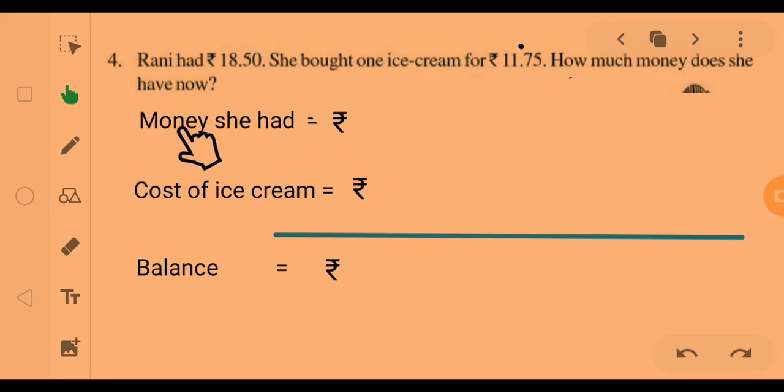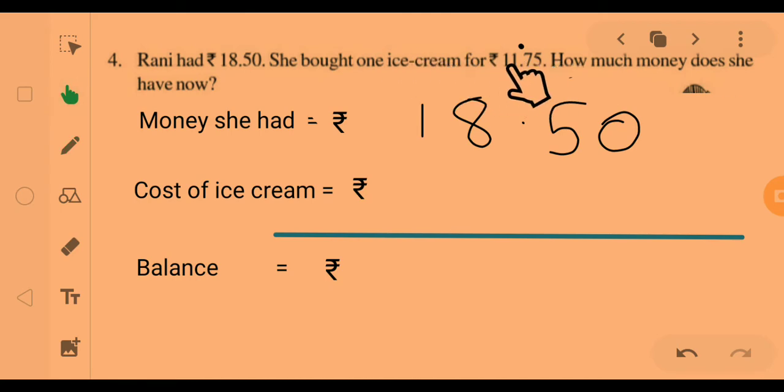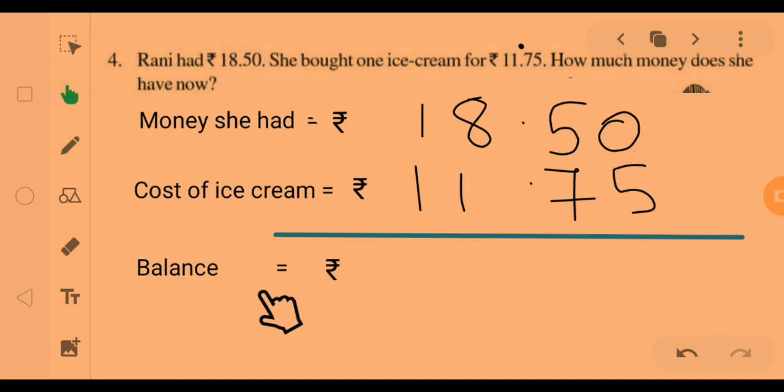So let us write the money she had first. How much she had in the beginning? She had 18 rupees 50 paise. So let us write this, 18 rupees 50 paise. Then next, the cost of ice cream. The cost of ice cream is 11 rupees 75 paise. So let us write it below that. Now we have to calculate the balance amount she has now. What we need to do is subtract the cost of ice cream from the total money she had. So let us subtract it.